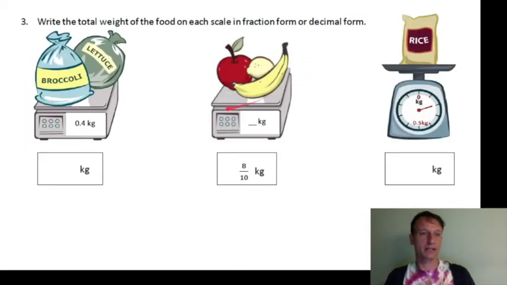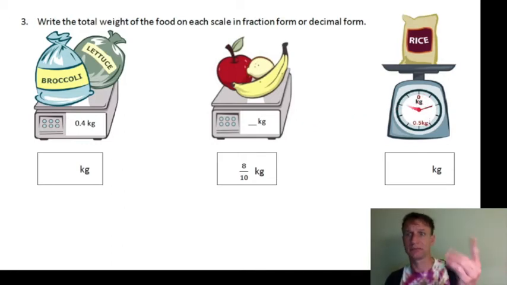Here you're just writing in fraction or decimal form. So here they tell you in decimal form, and you'd write the fraction. Here they tell you fraction form, you'd write the decimal. And here they're a little tricky about it. They have, instead of a digital scale, a mechanical scale, I guess you call it. Look that up. Post in the comments if you know what that's called.